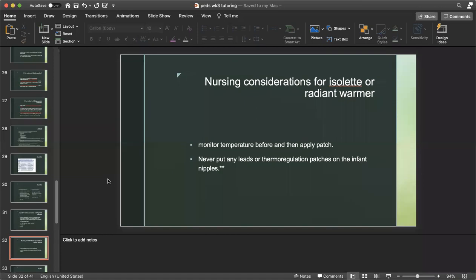So some nursing considerations for isolette or radiant warmer. This was a question on our test. That's why I put it in here, because it was on our first exam. You want to monitor the temperature before and then apply the patch. Never put any leads or patches on the infant's nipples because it could rip them off. That was a big thing that she emphasized for us. So just remember, if you're putting any leads or any patches for warming on a baby, don't put it on their nipples.